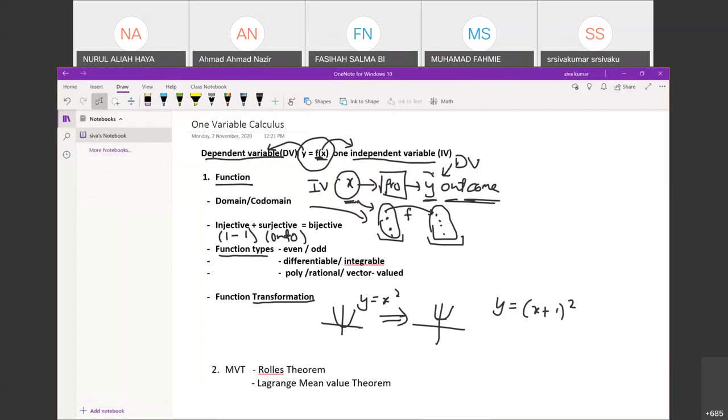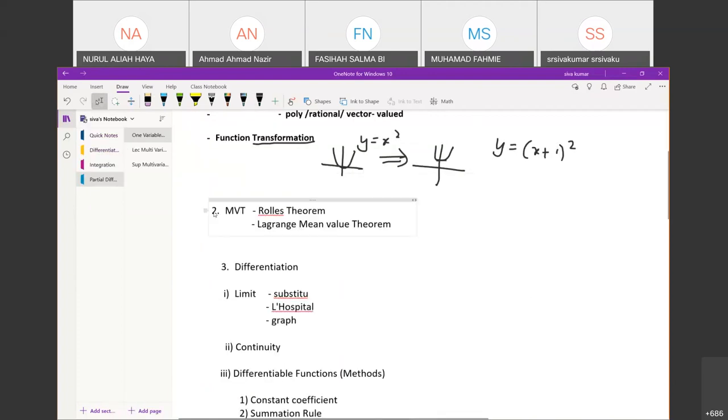Okay, the next part is that you should be able to explain what we call the mean value theorem, okay? There are two theorems. One is Rolle's, another one is the Lagrange mean value theorem. It's a very interesting concept that you should be able to explain by now. If I ask you what is Rolle's theorem, or what is the difference between Rolle's and Lagrange, you should be able to explain precisely, okay?